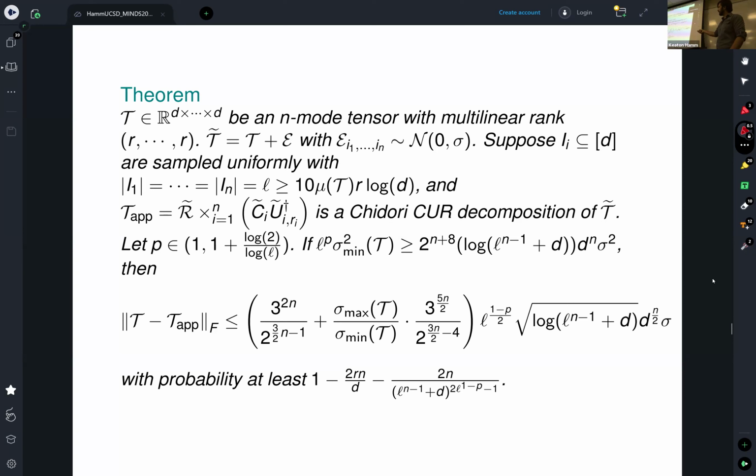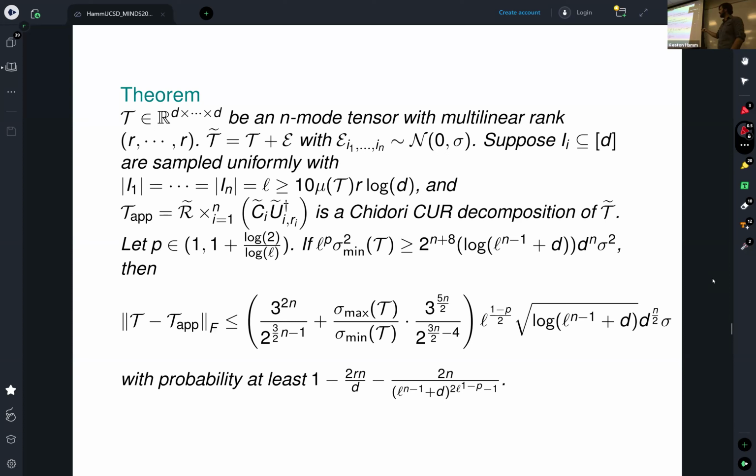L is the number of fibers I sampled, so that's something on the order of R log D to some fixed power that's close to 1. I have this square root of a logarithmic piece. Again, it's just logarithmic in the dimension if you piece all this together. And then this looks kind of bad because I have dimension to the n over 2 times sigma.